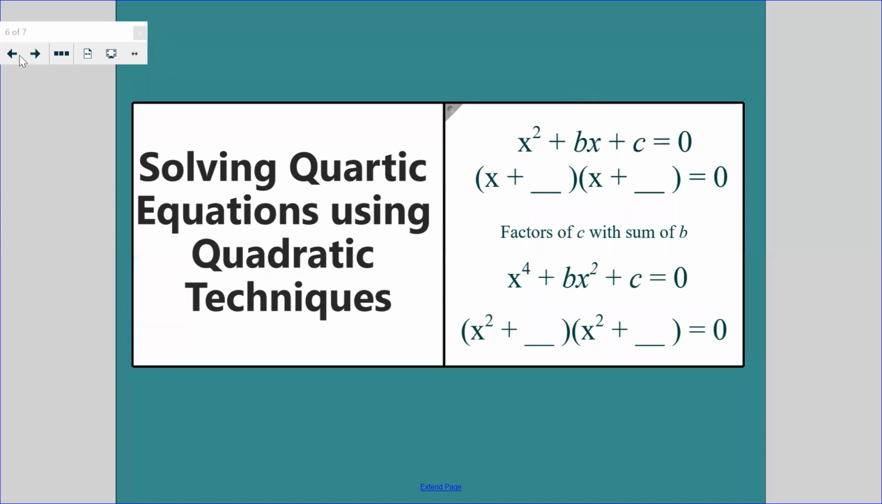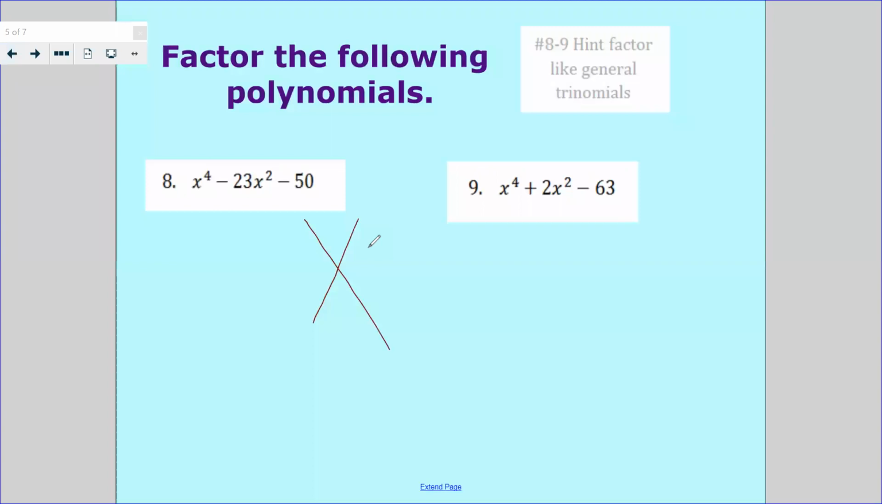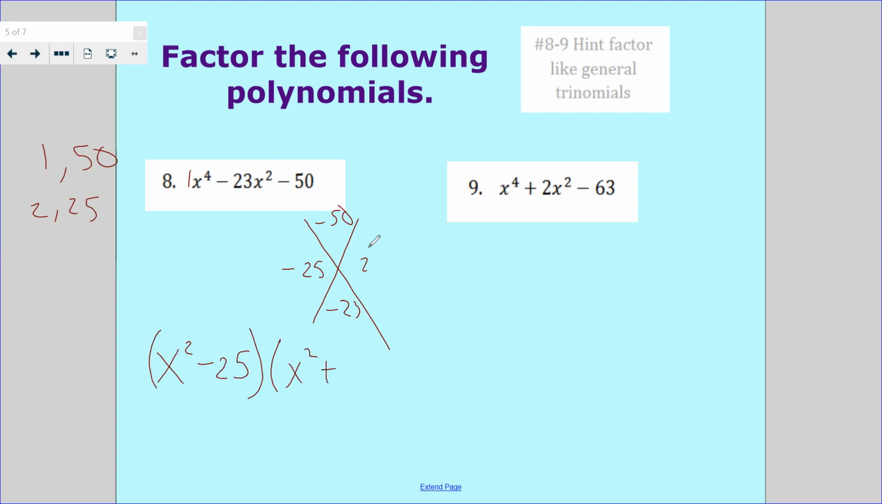So let's go back to these. I'm going to look at making my little x. The top number is negative 50. The bottom is negative 23. So I'm looking for something that multiplies to negative 50 but adds to negative 23. Well, I know it's not 1 and 50, so I think it's 2 and 25. Specifically, I would need negative 25 times 2 to get negative 50, and negative 25 plus 2 to get negative 23. And now, like we said, this number is a 1, so my factoring is done. It's x squared minus 25 times x squared plus 2.